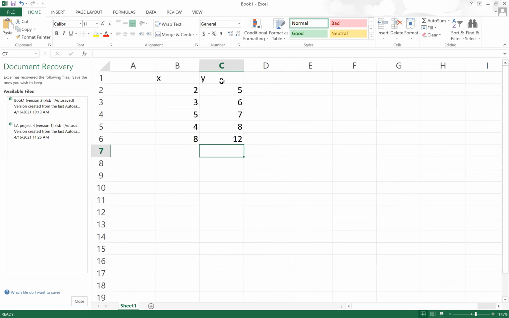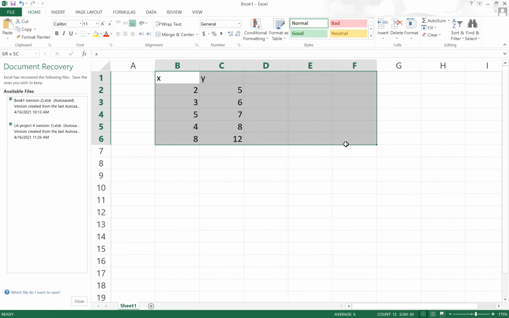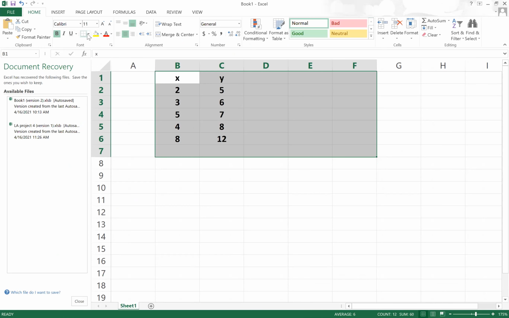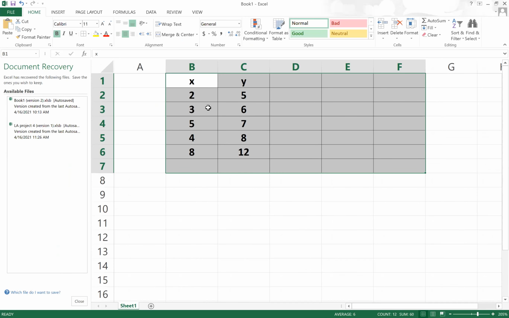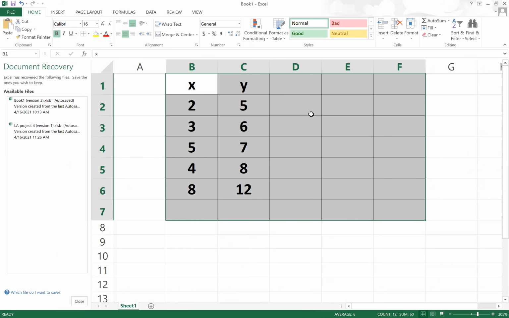Okay, so we have these two, and then we need some more, right? We need 3 more columns. Now let's format it really quickly, bold it, center that, put in our borders. Then we're good. Now let me maybe make it slightly bigger. Okay, 15, 16 is good.